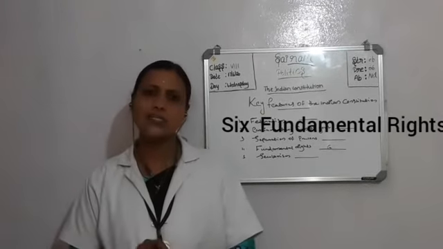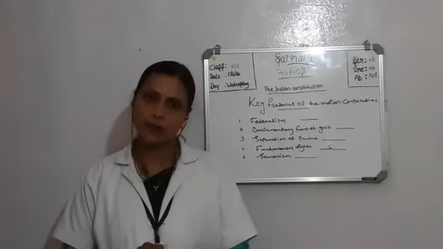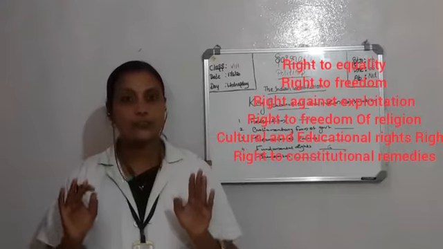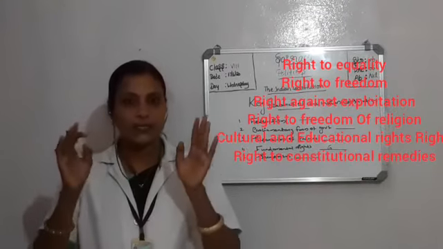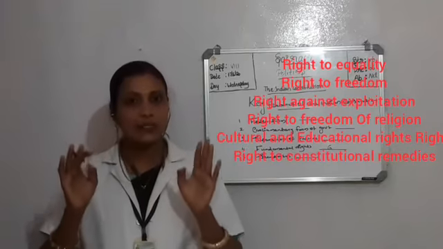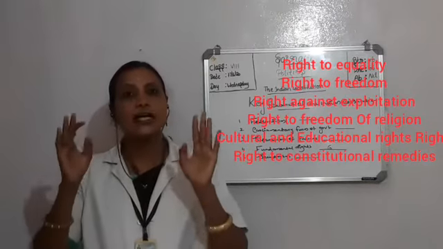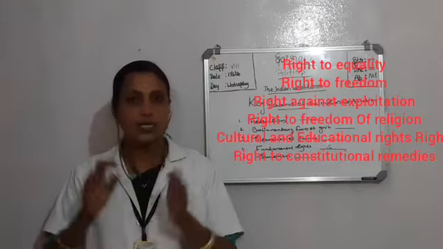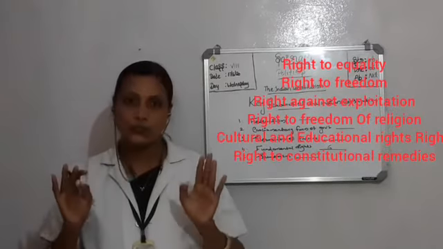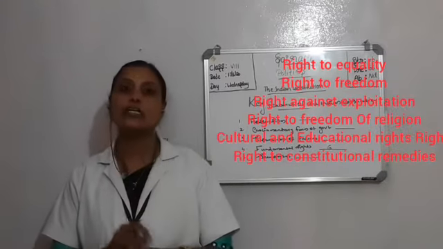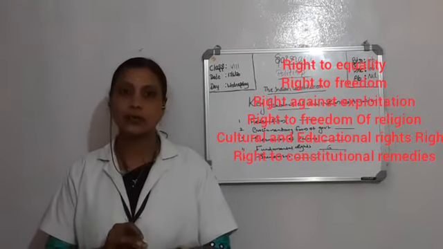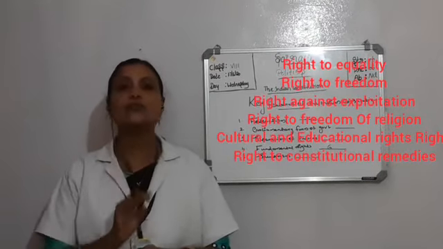What are the six fundamental rights? The six fundamental rights are right to equality, right to freedom, right against exploitation, right to freedom of religion, cultural and educational rights, and right to constitutional remedy.